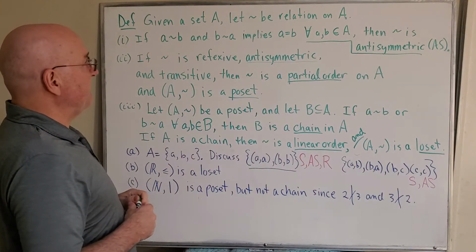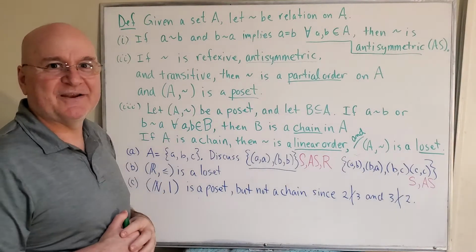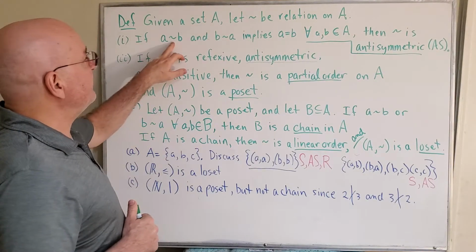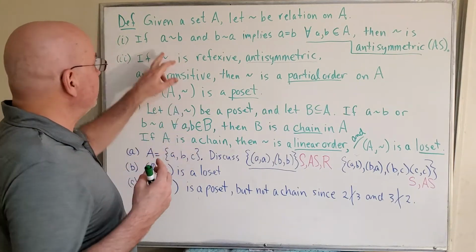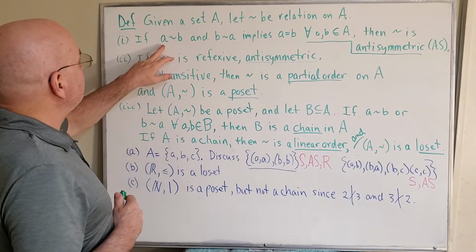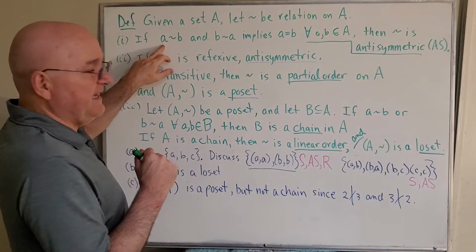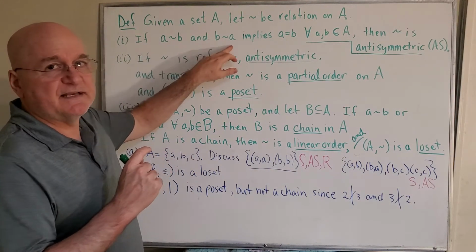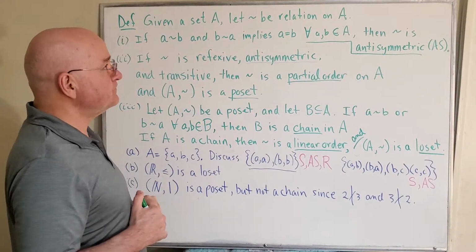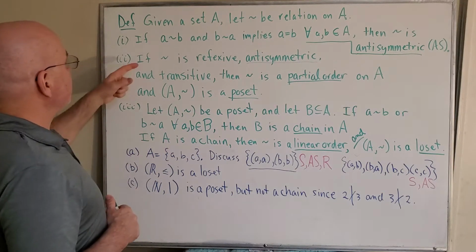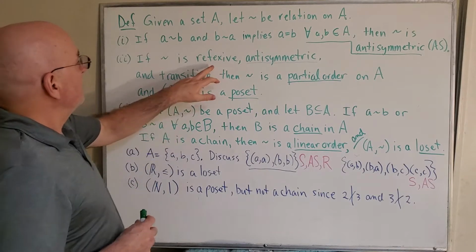A great example of that would be the real numbers. If A were the real numbers, and we'll talk about this one a little bit more later, and the relation operator is less than or equal to, then for any two numbers A and B in the real numbers, if A is less than or equal to B and B is less than or equal to A, there's no other option but for A to be equal to B. So that's an example.